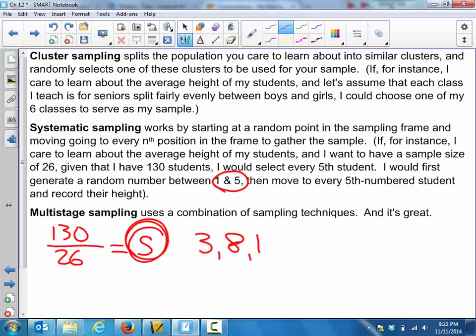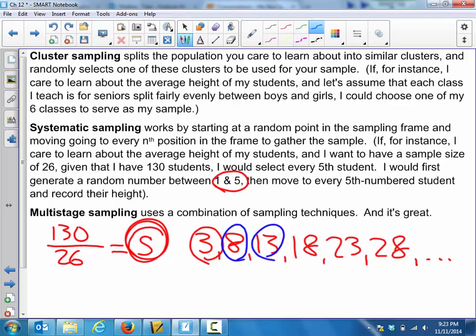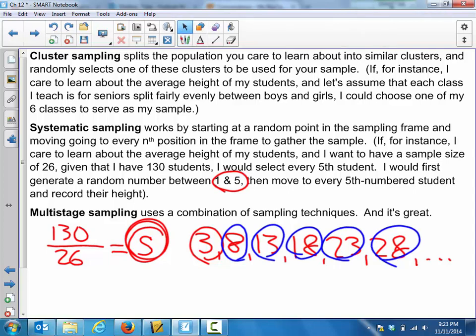Chandler would be the first person I would go to for my sample, and then I would add 5 to that. I would check the 3rd person, Chandler, then the 8th person, adding 5 again, then the 13th, the 18th, the 23rd, the 28th, and so on, up until the last number I can get before 130. And that would be my random sample. Why is it random? Because Chandler was selected at random. Then from there, by adding 5, these students have also been chosen in some sense randomly, because whether or not they're included in the sample is determined by that random selection of the first person.